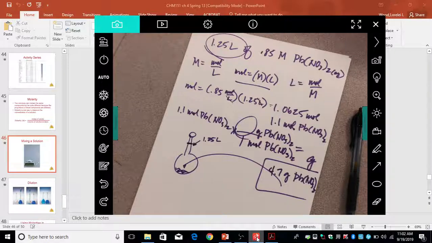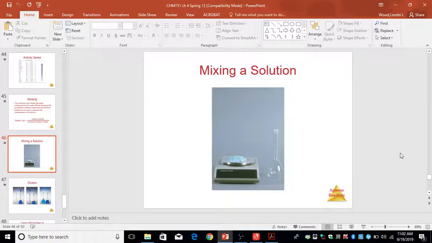One of the essay questions I like to ask on this unit is, how would you make this solution? And people can usually do the math, but where they fall short is they can't describe that you would put the solid in this solution and add enough water to equal 1.25 liters of solution.